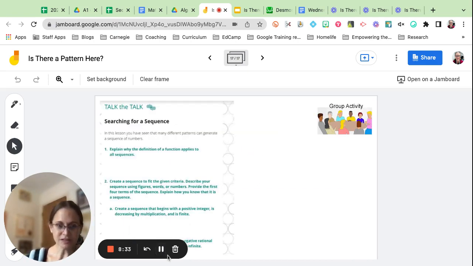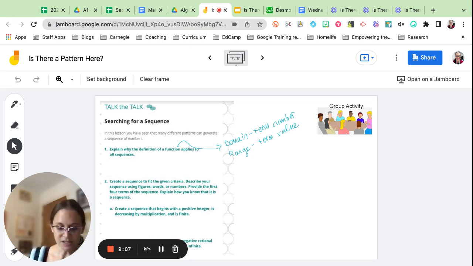So the next part of our lesson is a group activity. In this lesson, you've seen that many different patterns can generate a sequence of numbers. Explain why the definition of function applies to all sequences. And remember, when we talk about sequences in terms of functions, the domain is the term number. The range is the term value. So the question is, all sequences are functions. Why is that? Why are all sequences functions?